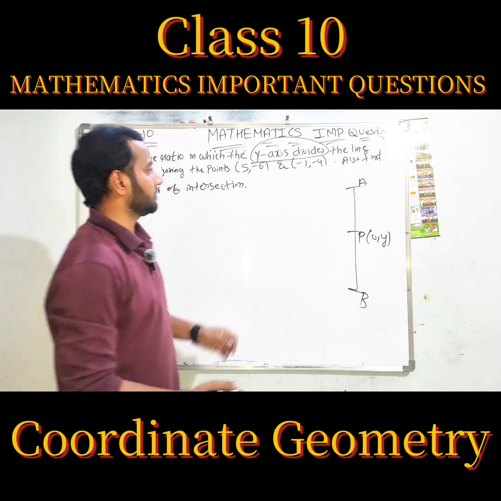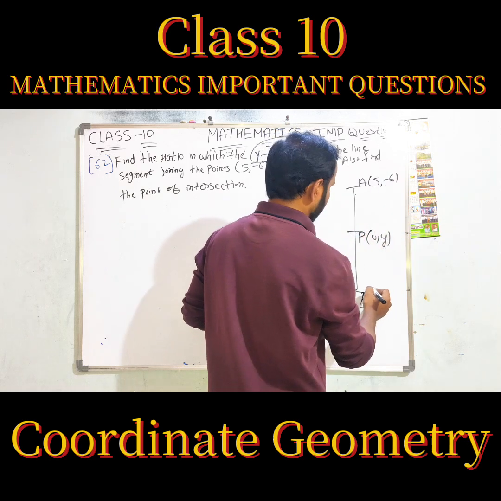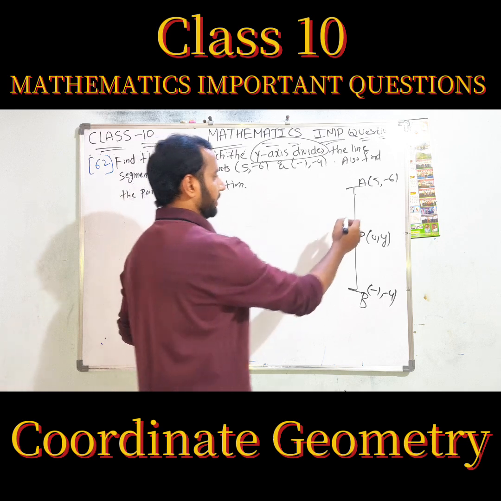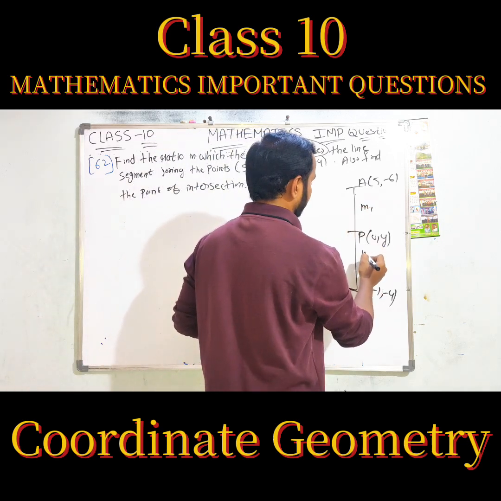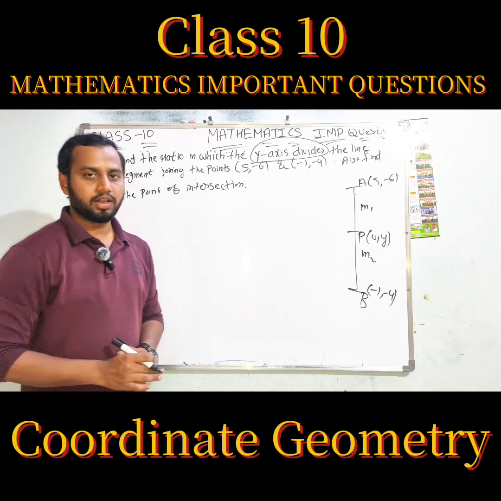A value they have given you. What is your A value? A is (5, -6), B is (-1, -4). Also we need to find the ratio. A very important question for 5 marks.